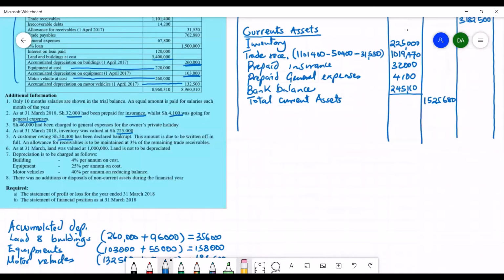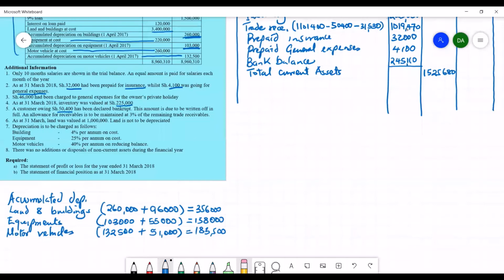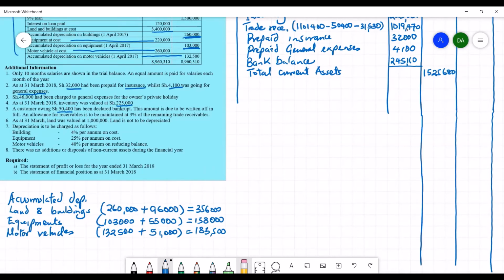Right. Let us extend these statements because we're still continuing downwards, so that it can accommodate all the other transactions that we will enter. Right, so after that, we go to current liabilities.